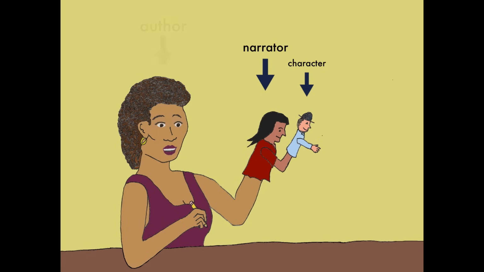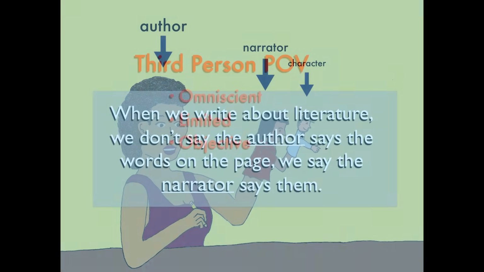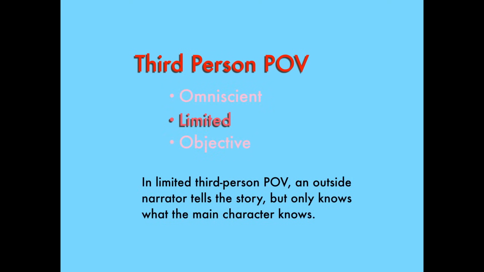That's why when we write about literature, we don't say the author says this or that. We say the narrator says it. This is important because a narrator can suggest things that the author himself doesn't believe or not know something that the author does know. And that leads us to the limited third person POV.